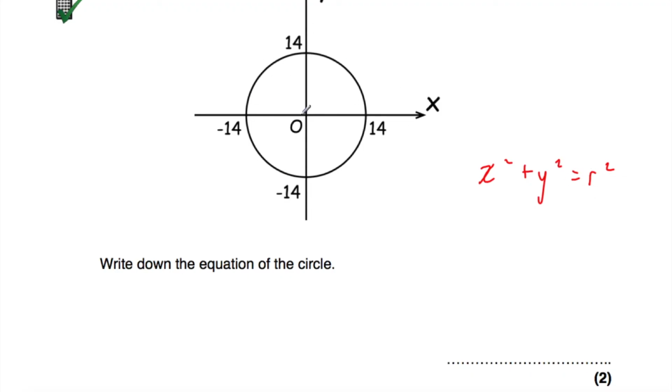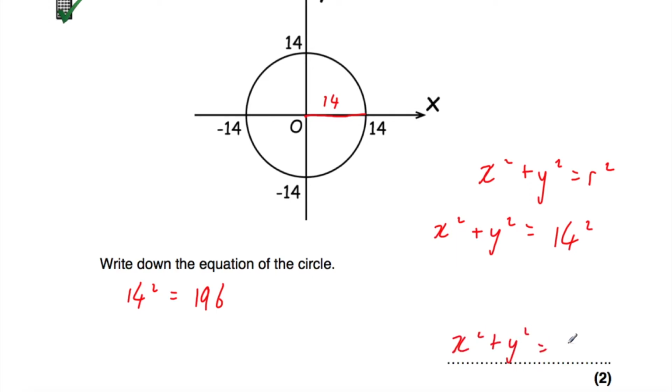Now if we look at this circle, the radius of the circle, the distance from the centre to the edge, from here to here, is 14. We go 14 across from the centre to the edge. So the radius of the circle is 14, so it's going to be x squared plus y squared equals 14 squared. And we could leave it like that if we wanted to, but I'm going to square this. I'm going to work out 14 squared. So 14 squared is equal to 14 times 14, which is 196. So that means the equation of the circle is x squared plus y squared equals 196. And that's it. Okay, next.